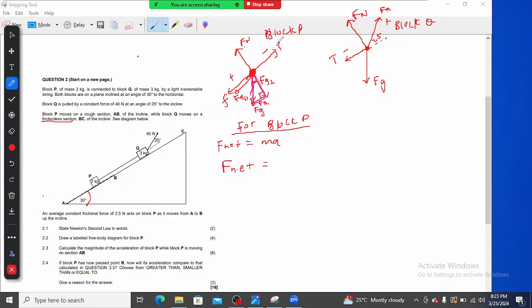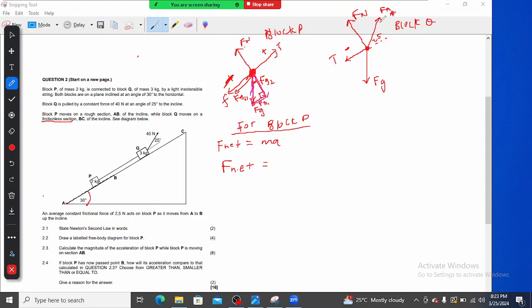Okay, let me redo this. If I'm choosing this sign, which is this tension must be positive, then this one must be negative. Obviously, since this is positive, this one must be negative, and the one on this side must be positive. Does that make sense?